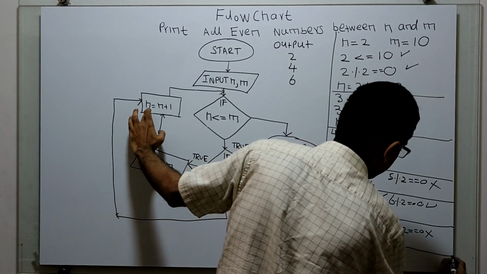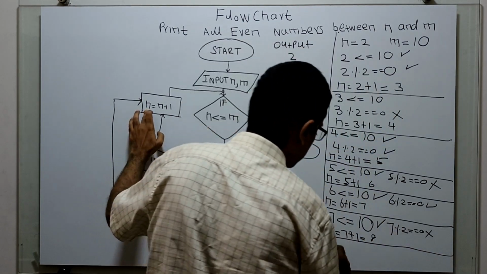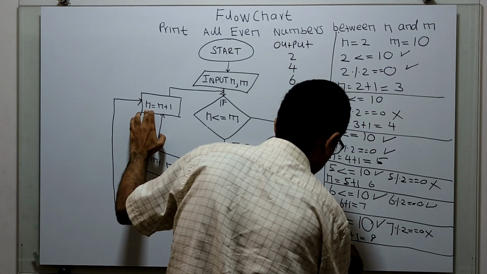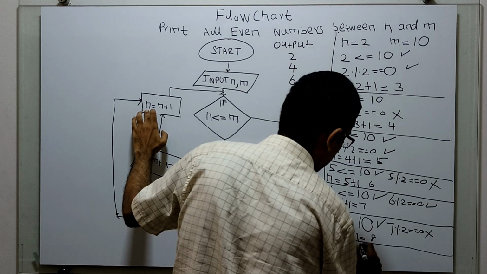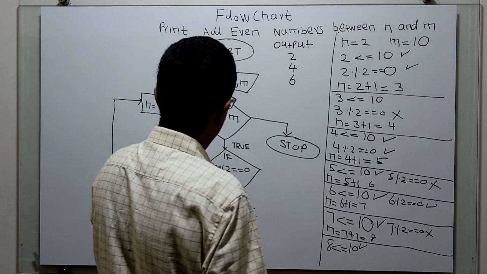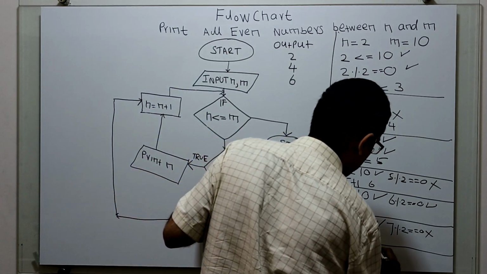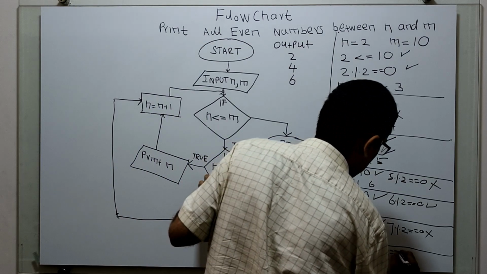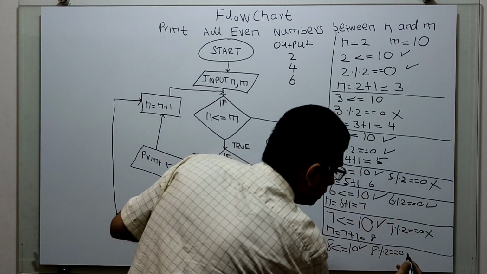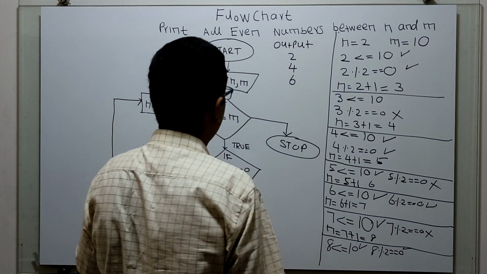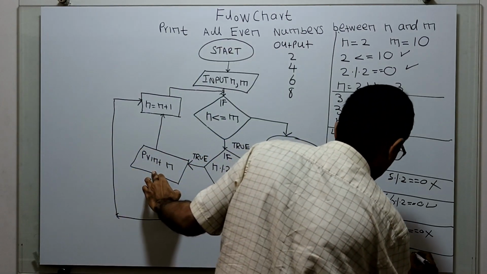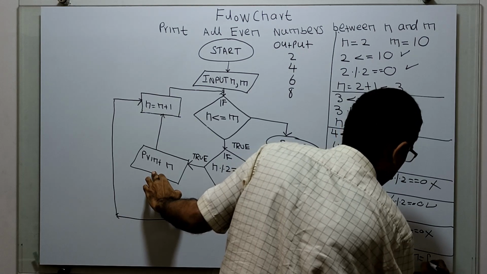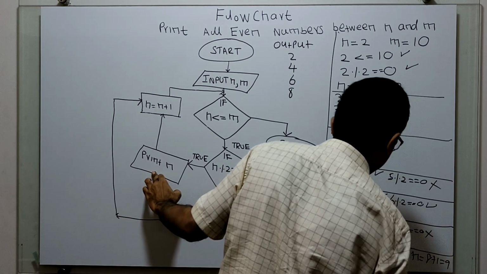So next iteration, you have to check 8 less than or equal to 10. The condition is true. Then you have to check 8 modulo 2 equal to 0. This is also true. It will print n, it will print 8 here, and increment n by 1. So n equal to 8 plus 1, which is equal to 9.